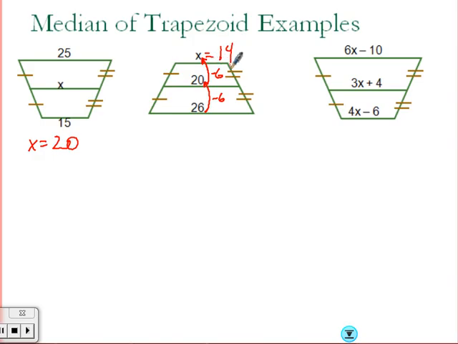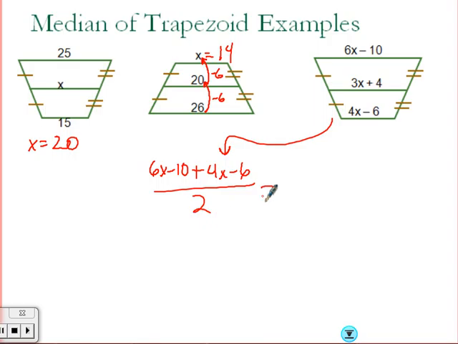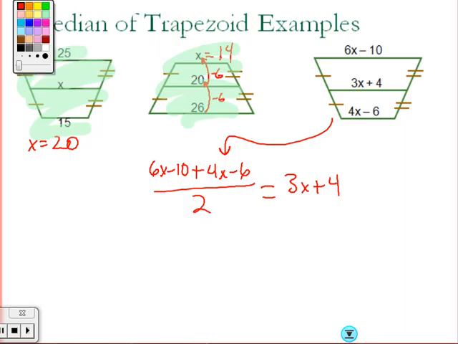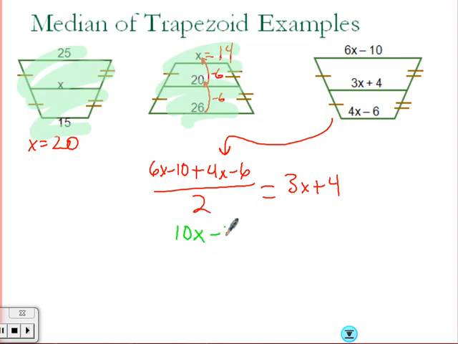All right. The last one is probably the hardest algebraically, okay? Here we have to understand that if we add up the two bases, so 6x minus 10 plus 4x minus 6, and we divide it by 2, we get the median. So we're going to add the two bases, and it's the same thing we did on this problem, and it's the same thing we did on this problem. Here, there are just algebraic expressions, so we have to show a little bit more work. All right? So we have 10x minus 16 divided by 2 equals 3x plus 4.